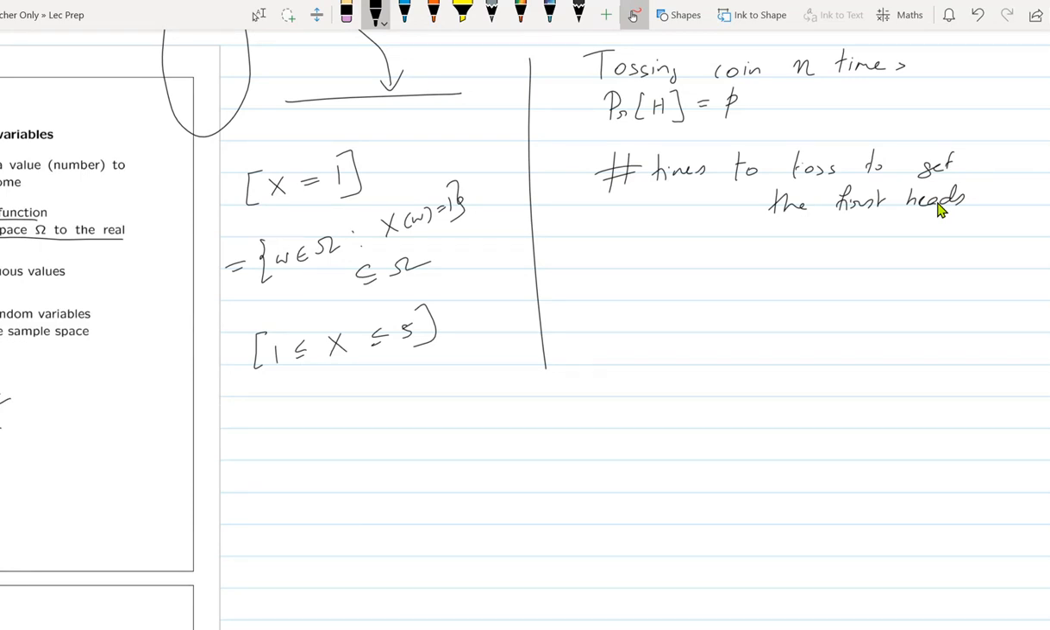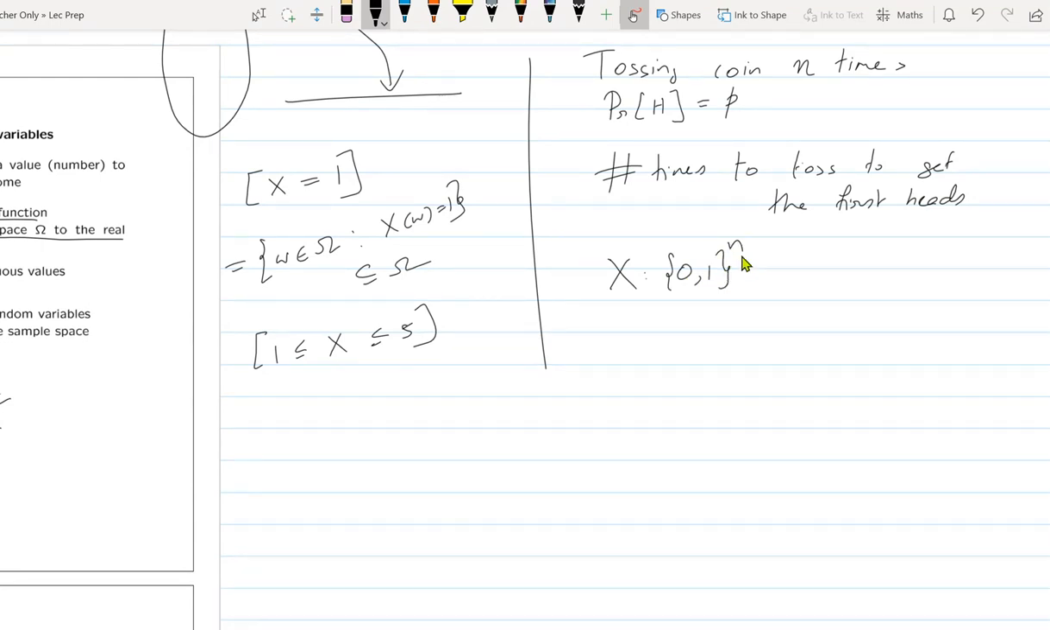For example, the random variable is a function. Here, what is the sample space? All possibilities: 0, 1 raised to n. The number of tosses is a natural number, 1 to n.